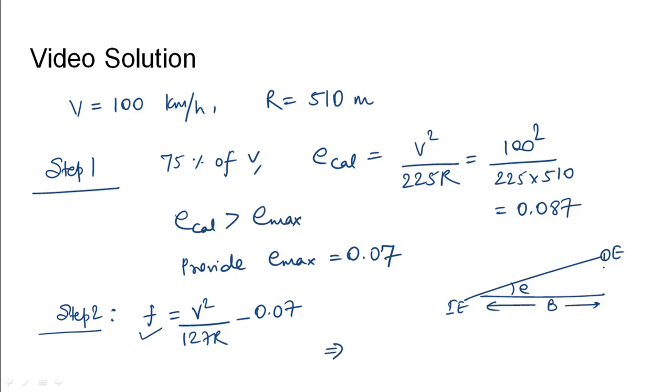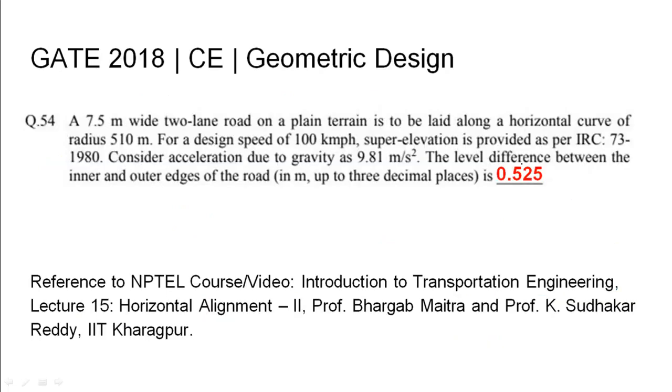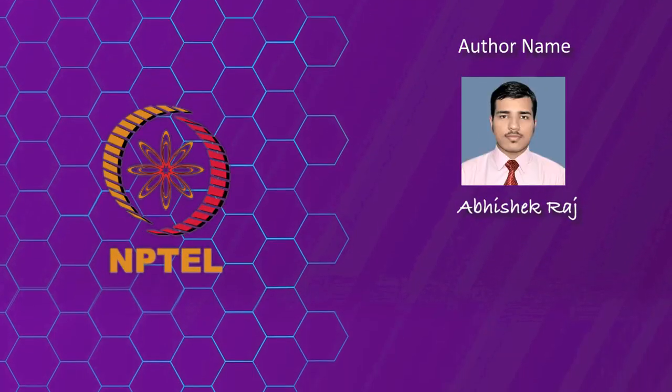The question instructs to find the height difference between the inner edge and outer edge, which will be given as the product of super elevation applied and the width of the road. So we are providing 0.07 super elevation here, and the width of the road is given in the problem as 7.5 meter for a two-lane road. This would give the value to be 0.525 meters. So the level difference between the inner and outer edges of the road was found as 0.525 meters for the roadway facility. The relevant NPTEL reference has been cited.